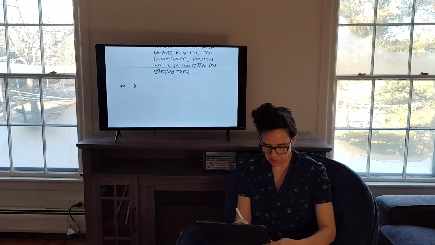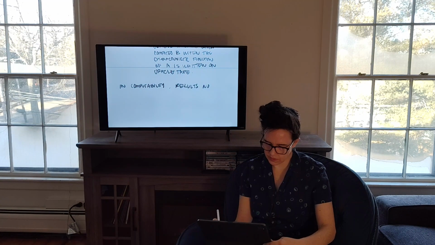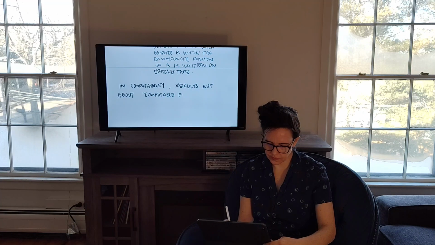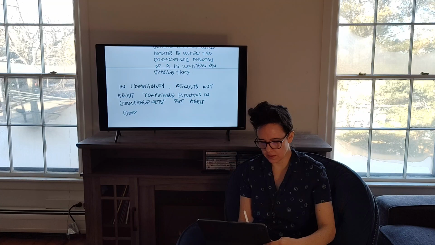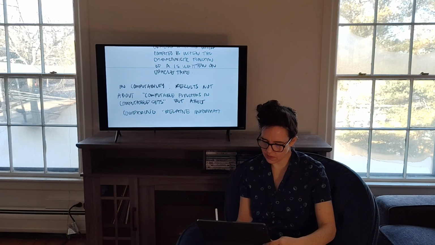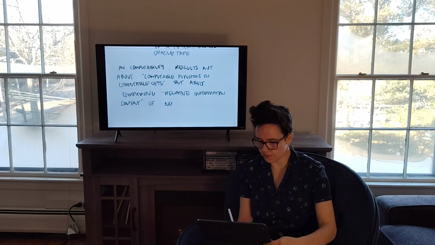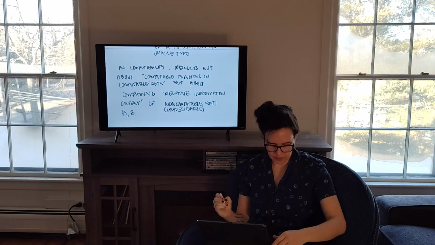this is from Soare. In computability, results are not about computable functions on computable sets, but about comparing relative information content of non-computable sets, A and B. And this is also called undecidable. Okay.